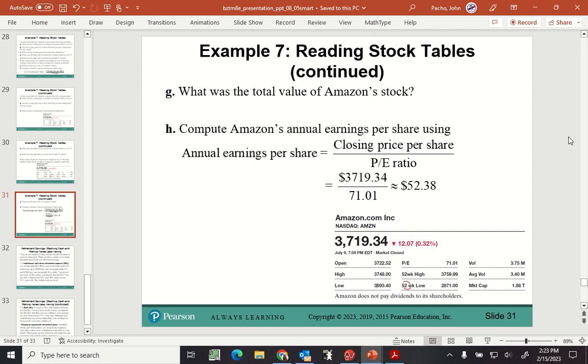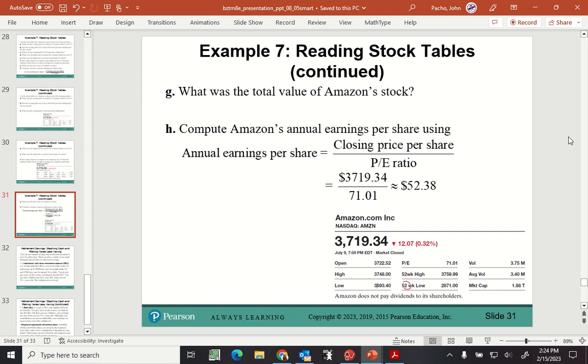Okay? Now, that was less than Apple, wasn't it? That was less than Apple, but I'll show you why. Apple was worth how much? 145. Okay, but if you look at Amazon, it's trading at over 3,000, isn't it? 3,700? See this thing down here at the bottom? It says Amazon does not pay dividends to its shareholders.